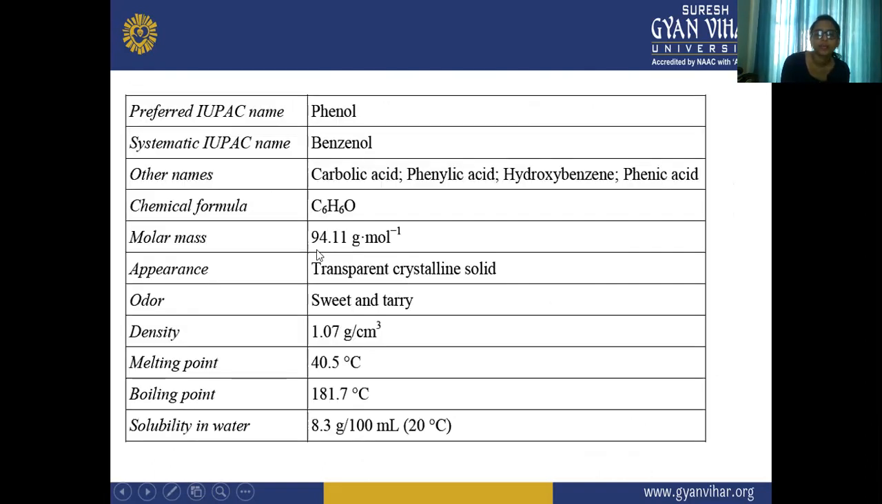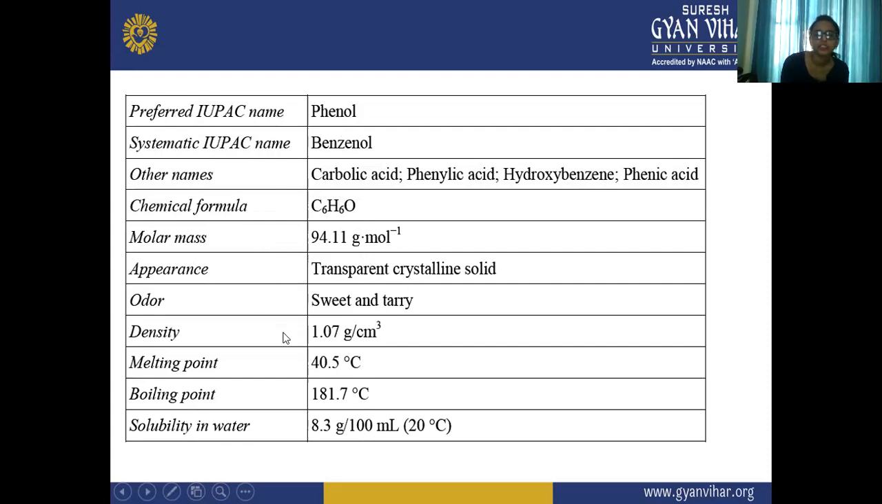The preferred IUPAC name, according to the IUPAC, is phenol, and the systematic IUPAC name is benzeneol because a benzene structure is attached to it. Other names are carbolic acid, phenylic acid, hydroxybenzene, and phenic acid. Its chemical formula is C6H6O, and its molecular mass is 94.11 gram per mole.